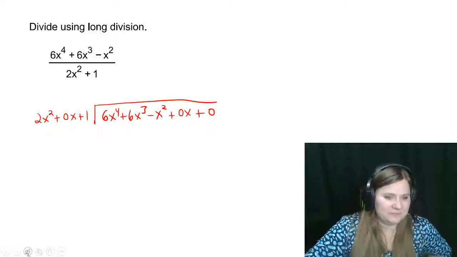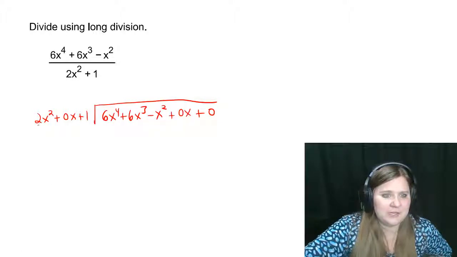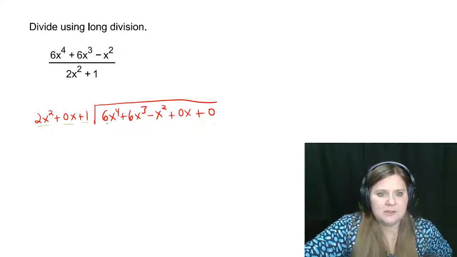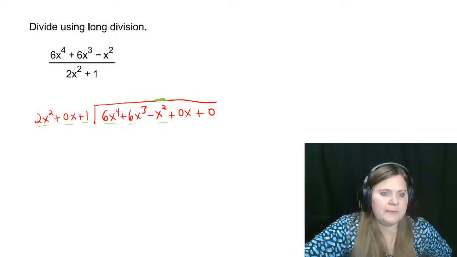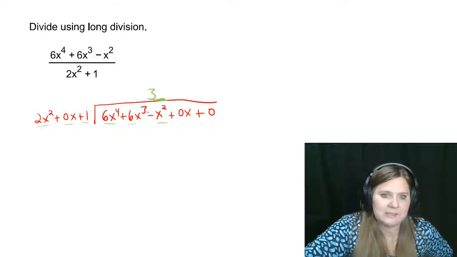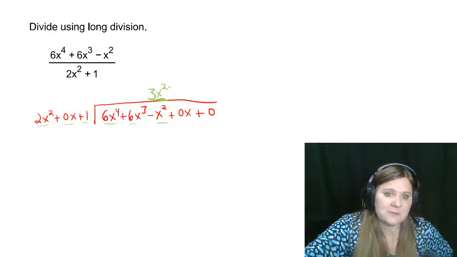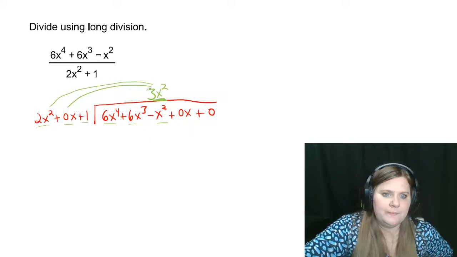Okay, so this has 3 terms, 1, 2, 3. So I go 1, 2, 3 terms over. This is where I'm going to start, right here. What do I multiply 2x squared by to get 6x to the 4th? Well, 2 times 3 gives me 6. And if I have x squared, I'm going to have to multiply by another x squared to get x to the 4th. Now I multiply through.